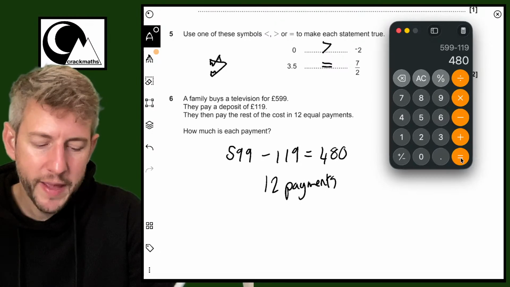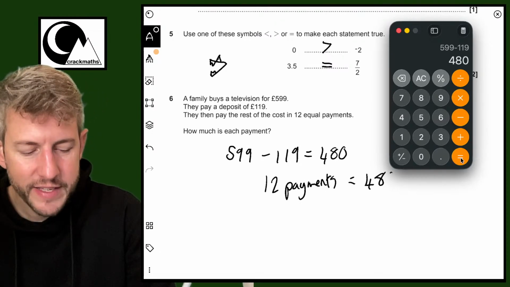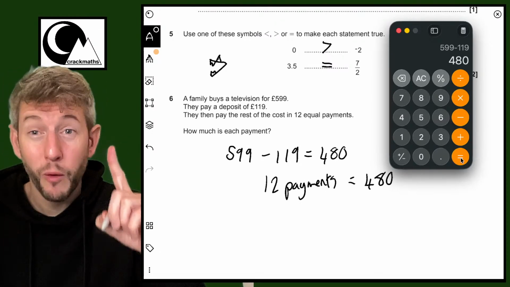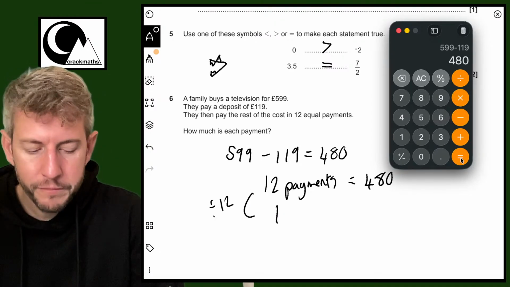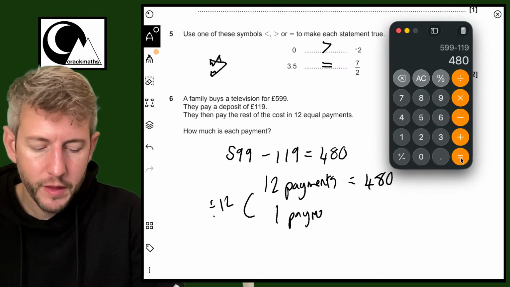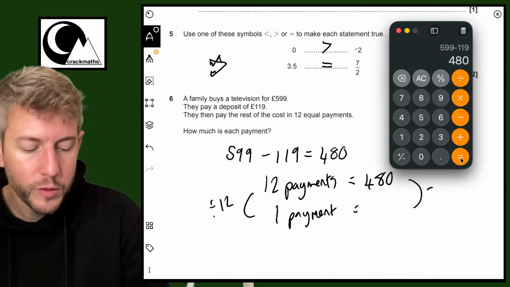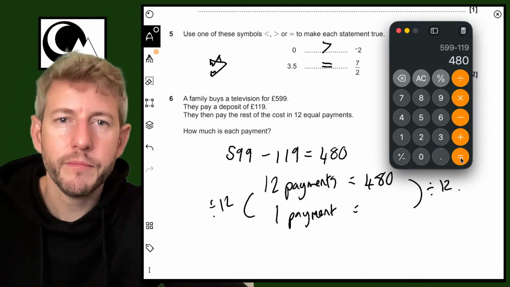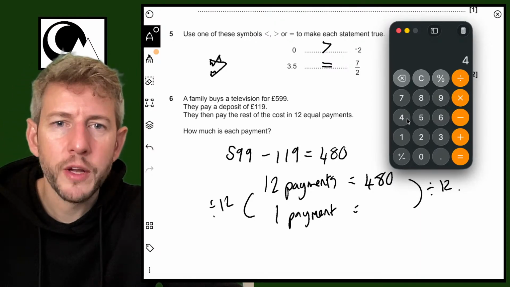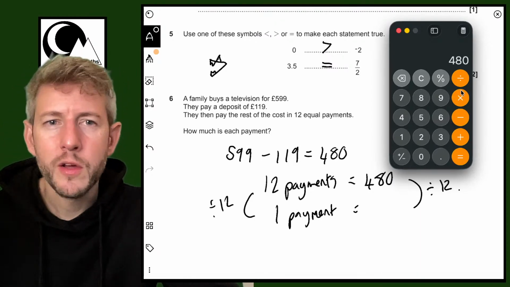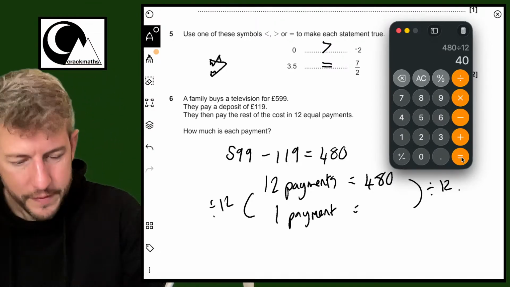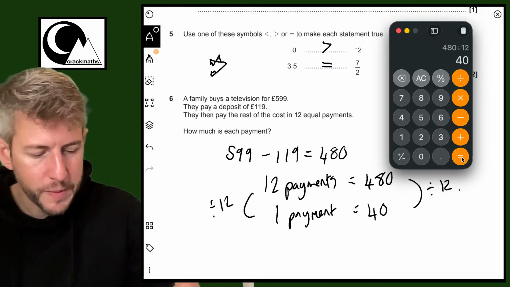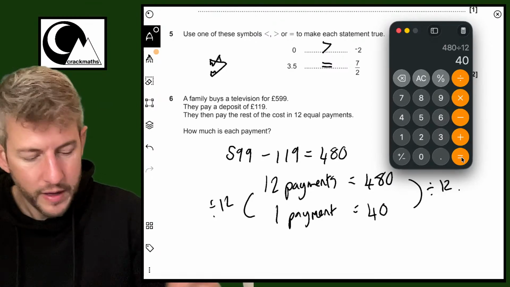So I'll say 12 payments equals 480, and then we want to find out one payment. So to find out one payment, we've got to divide this by 12. So one payment will equal the total divided by 12. Okay, so let's now do 480 divided by 12, and that will be 40. Okay, so each of the 12 payments will be £40. So there we go. We can write that there.